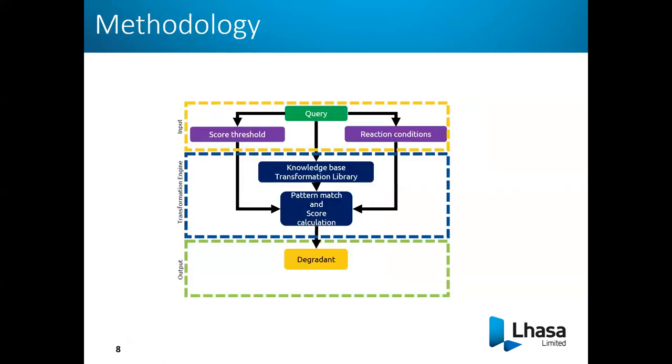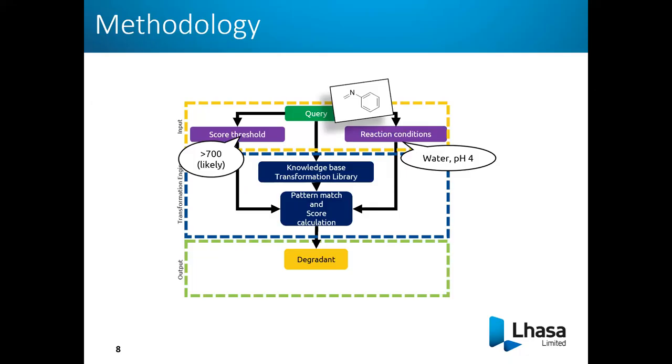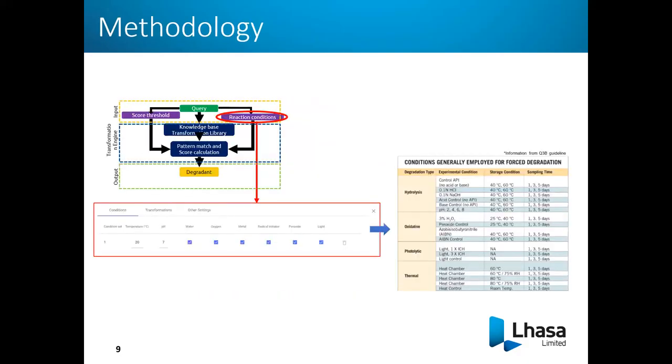The methodology behind the tool is that as a user, you input your query structure, your API of interest, and you define a likelihood level that you're interested in, so a threshold. It might be that you want Zenith to tell you what's likely to happen, so you set your threshold high. Or you might be at an early stage in your development process, and you want to know everything about your potential lead compound. So you'd say to Zenith, tell me everything you know, and you would set your threshold low. You would then define reaction conditions, and the types of condition that are available in Zenith really mirror those recommended in the ICH guidelines and are typical of those employed in forced degradation studies. By typical, I mean in a general sense, so the presence of oxygen, water, light, for example.